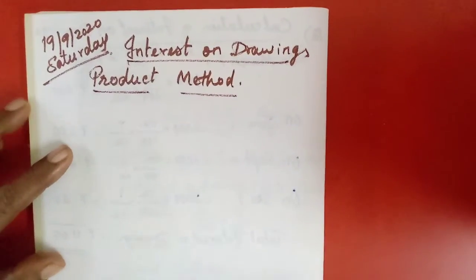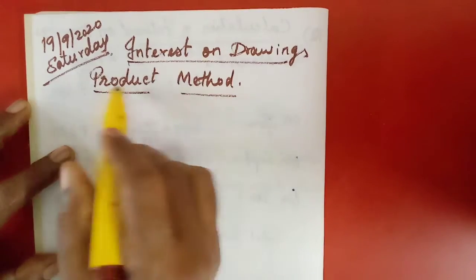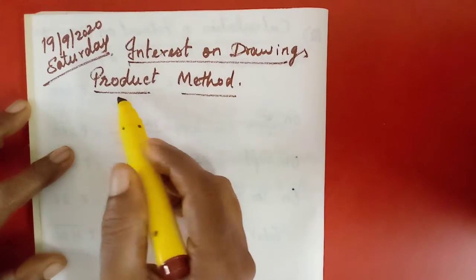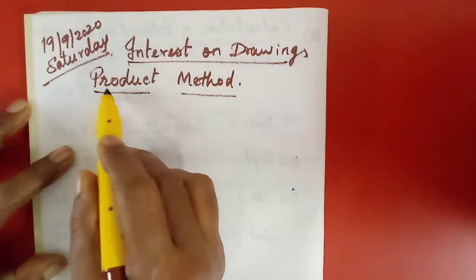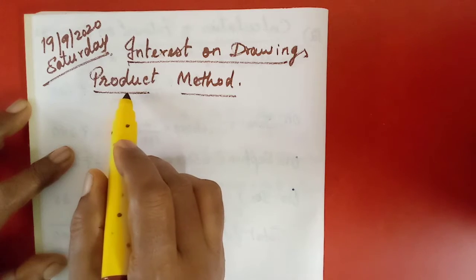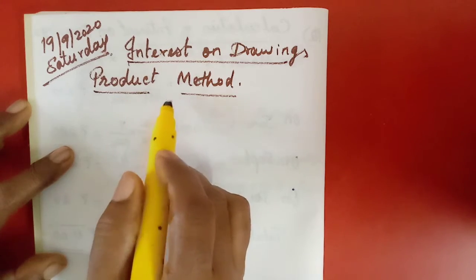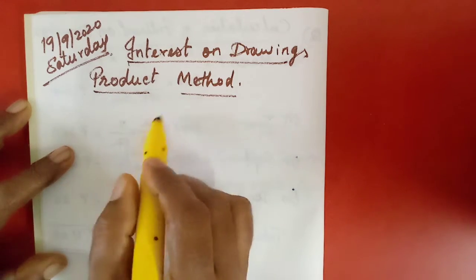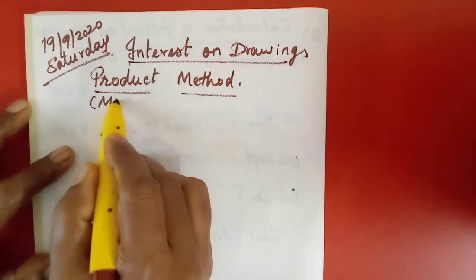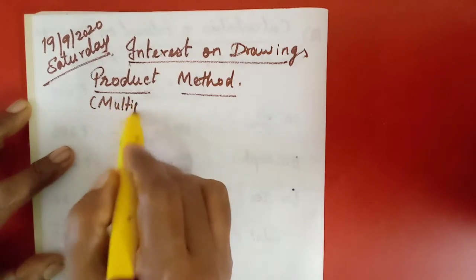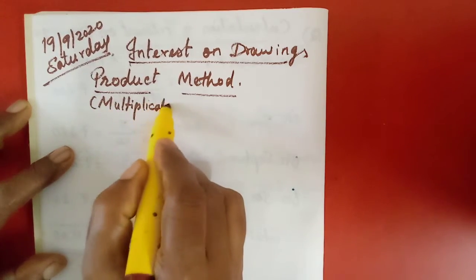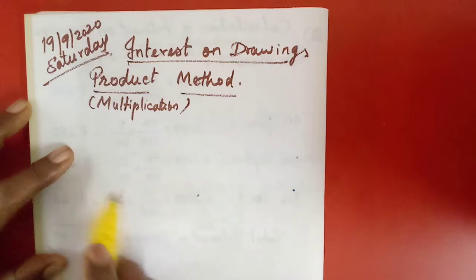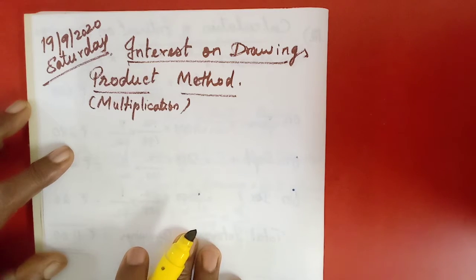Today we will learn interest on drawings through the product method. Product here does not mean the commerce product, or produce. This is the one in maths. What is product? Meaning multiplication. So here we are going to multiply something.